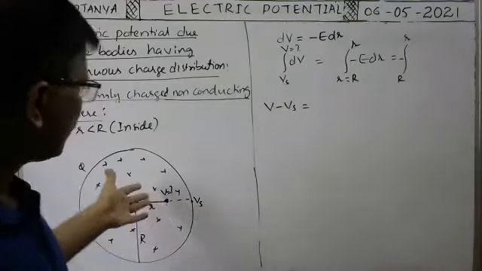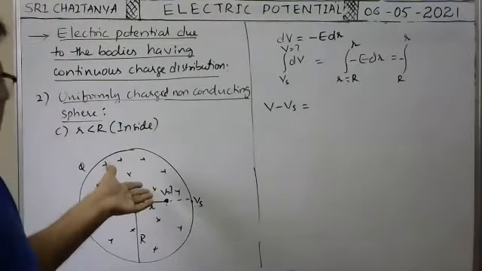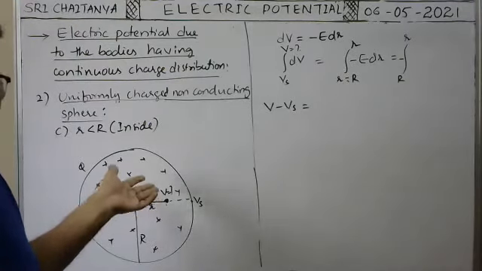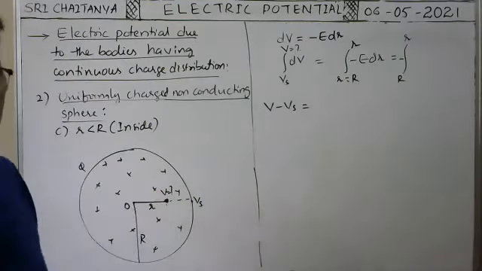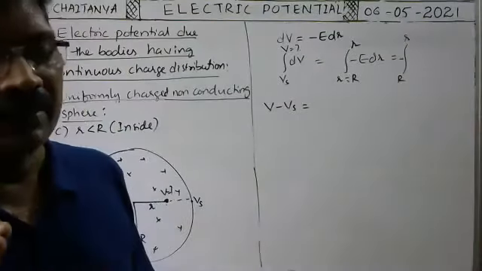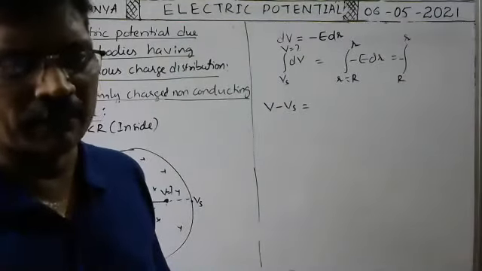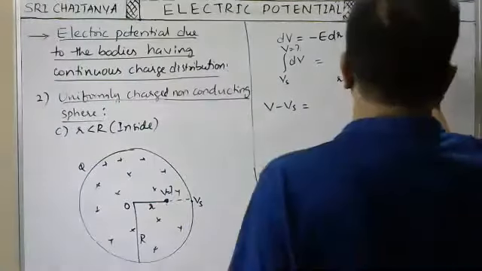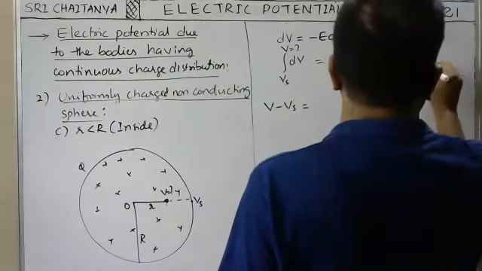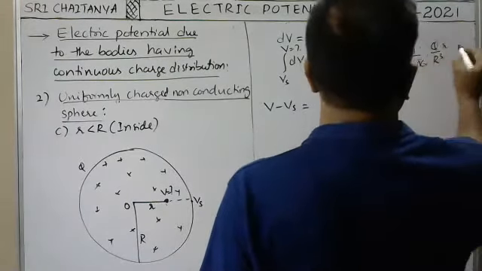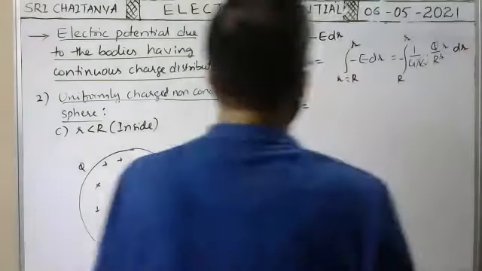Is it the conducting sphere, to have the intensity of electric field inside it zero? It is not a conducting sphere. Prashant, at any point inside the non-conducting charged sphere, the intensity of electric field is not zero. It has the formula 1 by 4 pi epsilon naught into Q by capital R cube into small r into dr.